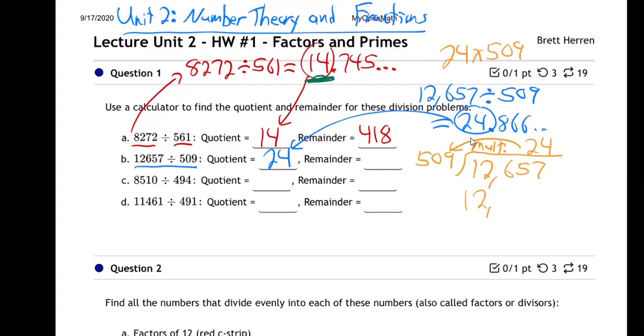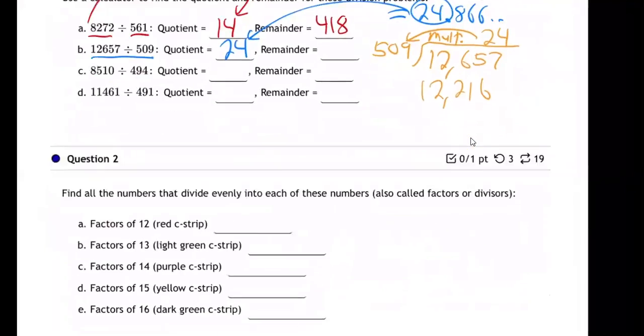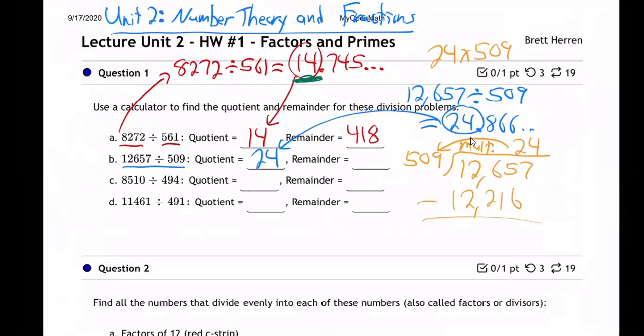I'm getting 12,216. Sorry. And then I subtract to see what remains. I'm getting 441. 441 is the remainder. So 509 goes into 12,657 24 whole times, and 24 times 509 is 12,216, remainder 441. So that is how you do number 1.